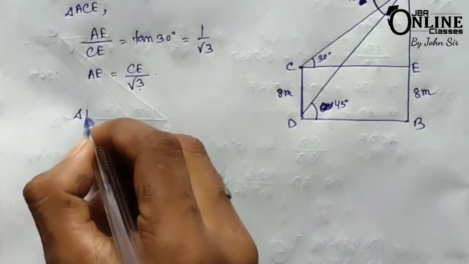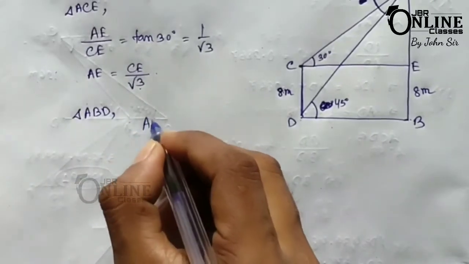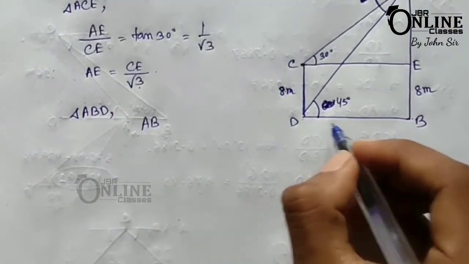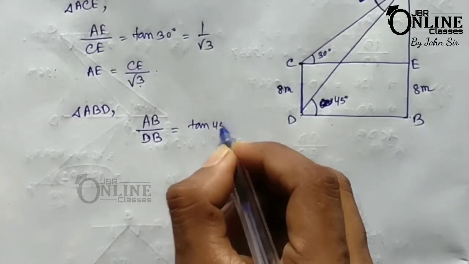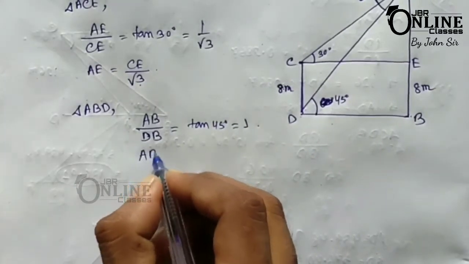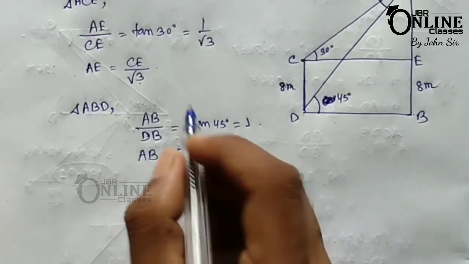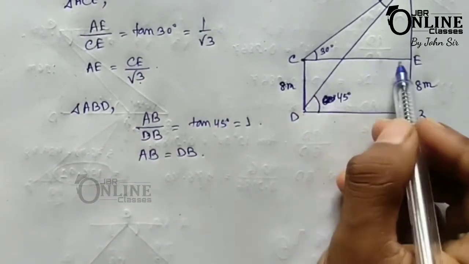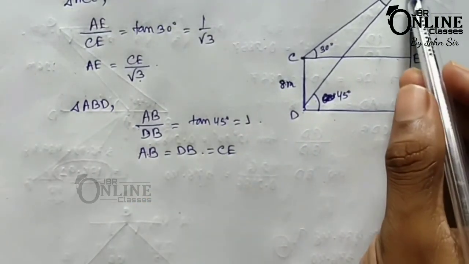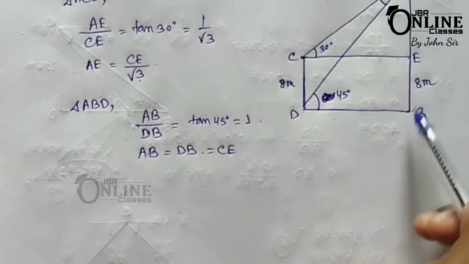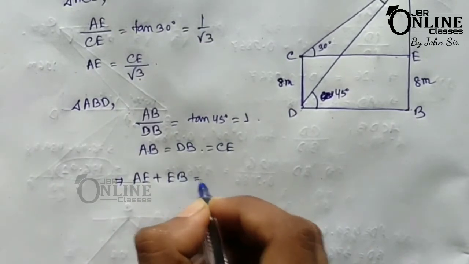Now the next triangle ABD. In triangle ABD, AB is the total perpendicular, AB by DB equal to tan 45. As tan 45 equal to 1, we can write here AB equal to DB. Now as DB is equal to CE, so that means AB equal to CE. Now here AB means AE plus EB. So just write down here AE plus EB that equal to CE.